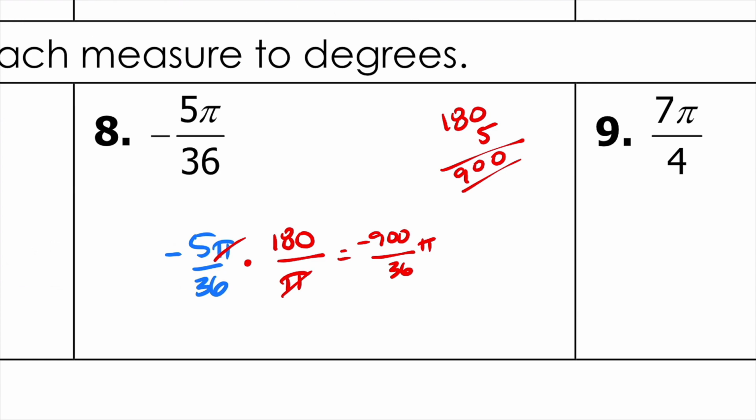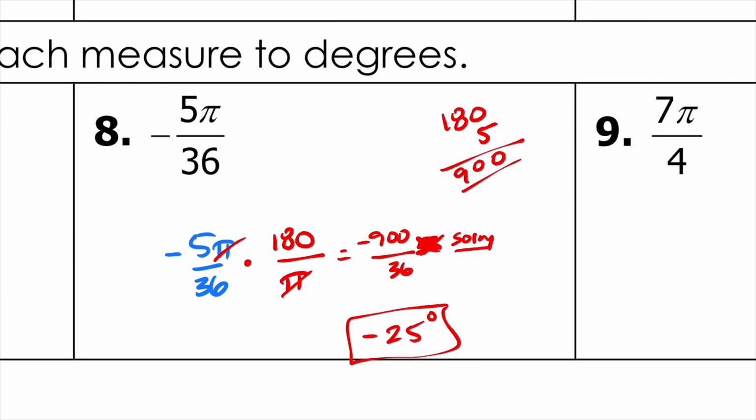Does 900 divide evenly by 36? I don't think so. 36 times 3 is too much. 36 times 2 is 72. So 36 times 5 is 180. Oh, okay. So 25. So this would be negative, and there's no pi. Sorry, I put a pi there. There's no pi. Negative 25 degrees. The pi is canceled out. There's no pi there. So negative 25 degrees.